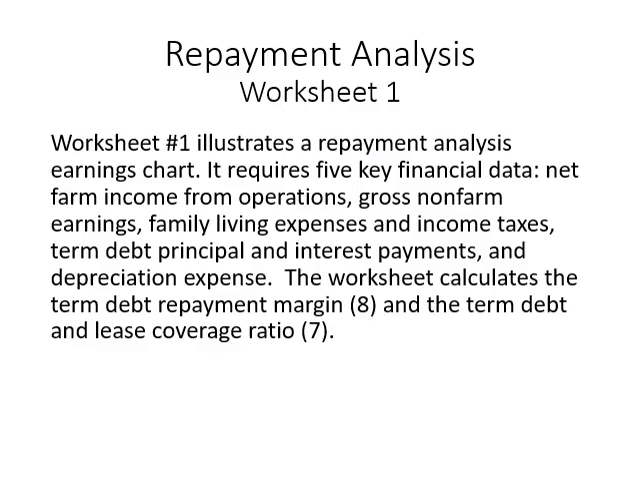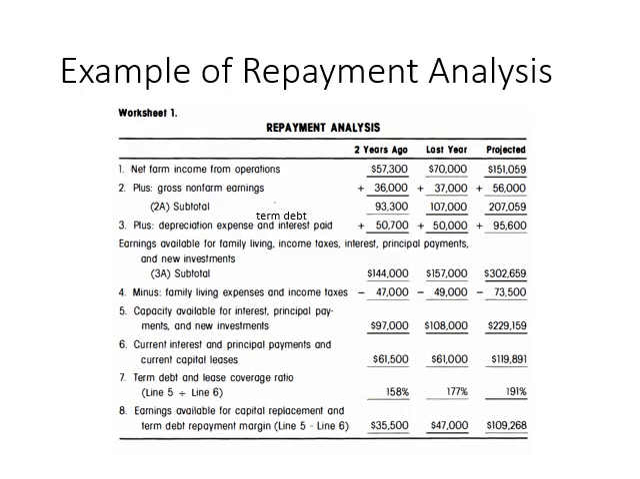Now, worksheet number 1 illustrates the repayment analysis, the earnings chart. It requires 5 key financial data: net farm income from operations, gross non-farm earnings, family living expenses and income taxes, term debt principal and interest payments, and depreciation expense. The worksheet calculates a term debt repayment margin, which is line 8, and the term debt and capital lease coverage ratio. As you can see from this example of the repayment analysis, you simply just start at the top and start filling in the blanks.